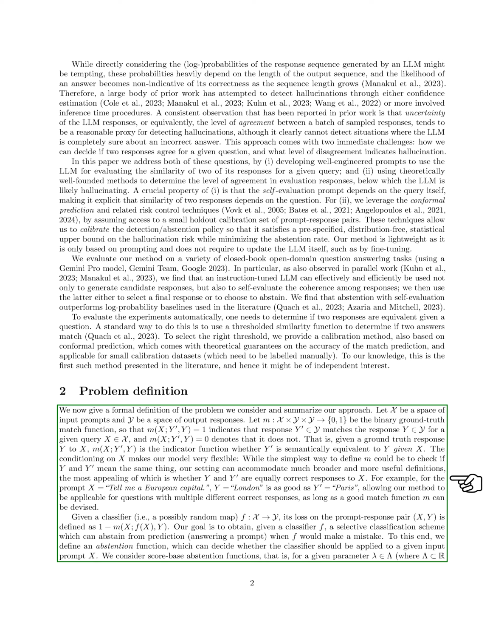We define the problem we are addressing and outline our approach. We consider input prompts and output responses, with a match function determining if responses are equivalent. Our goal is to develop a selective classification scheme that can abstain from making predictions when necessary. We introduce score-based abstention functions and define a loss function to evaluate the performance of our selective classifier.